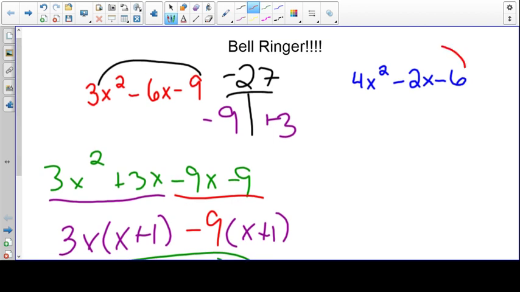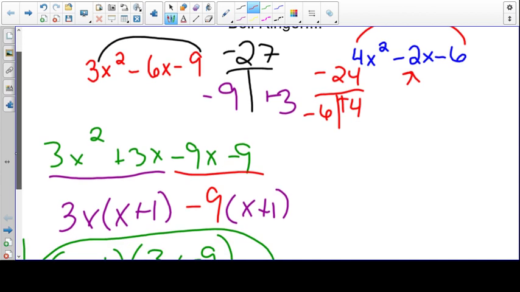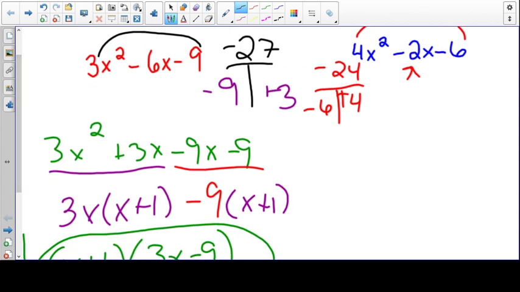On the second one, I have my big capital T. On top of my big capital T, we'll go 4 times negative 6, which is negative 24. What multiplies to negative 24 and adds to negative 2? You guessed it, negative 6 and 4. So I'm going to have 4x squared plus 4x minus 6x minus 6.